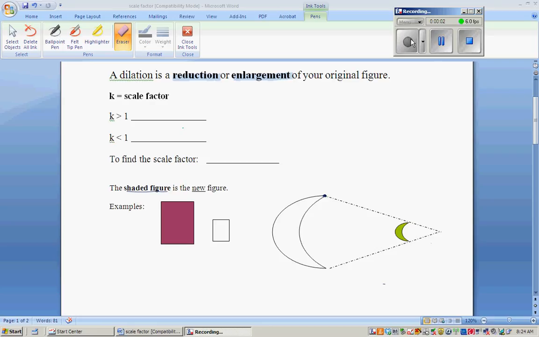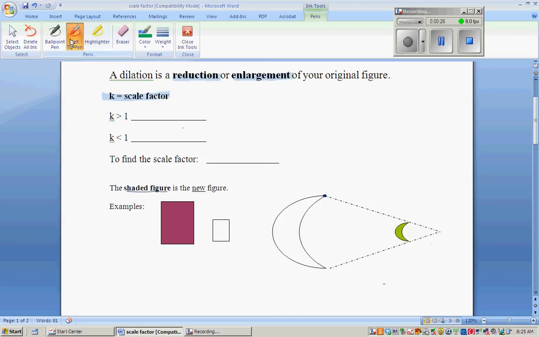Scale factor is just a comparison of two different shapes that are similar, how much bigger or smaller they are in relation to each other. So a dilation in geometry is a reduction or an enlargement of your original figure. And k is the variable that we use to describe this, and it is the scale factor.